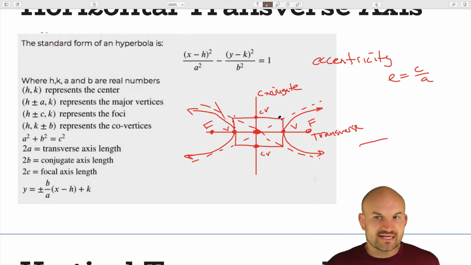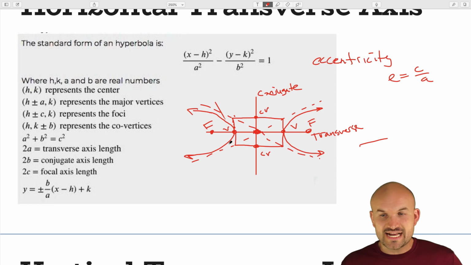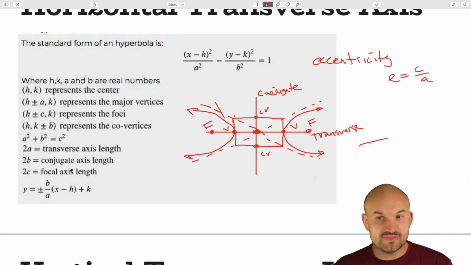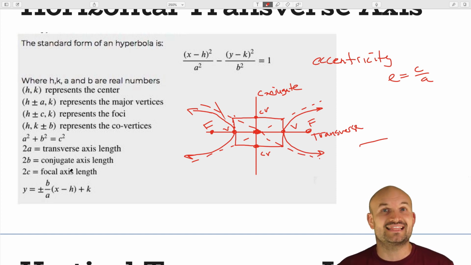The last thing I just want to mention here is that instead of the major axis, we call that the transverse axis. But just like the major axis for an ellipse, the vertices and the foci all lie on that transverse axis, whereas the co-vertices lie on what we call the conjugate axis. So it's the same kind of thing with major and minor axis that we talked about for an ellipse. Also, you can recognize that they are perpendicular, and that they intersect at the center of the hyperbola.